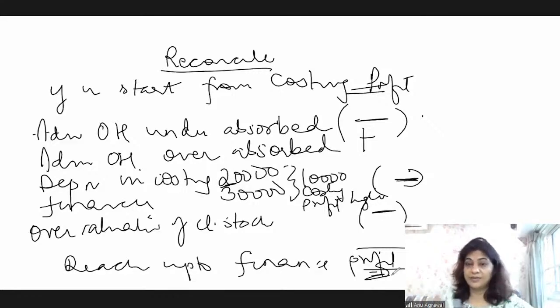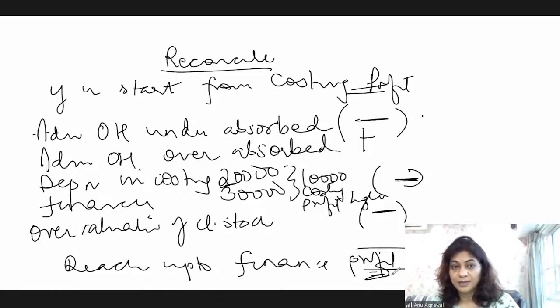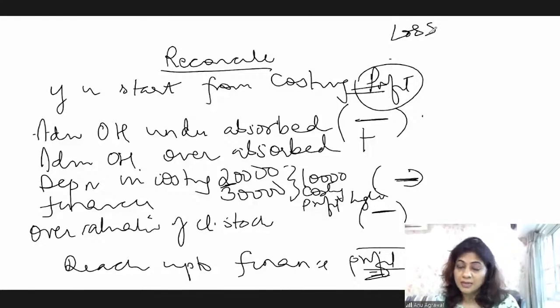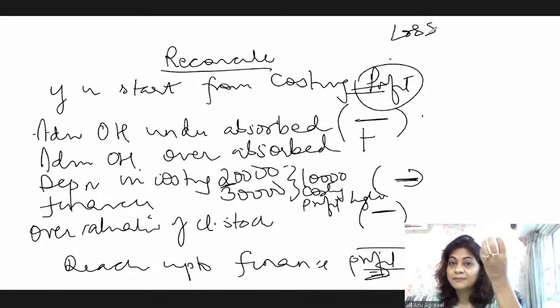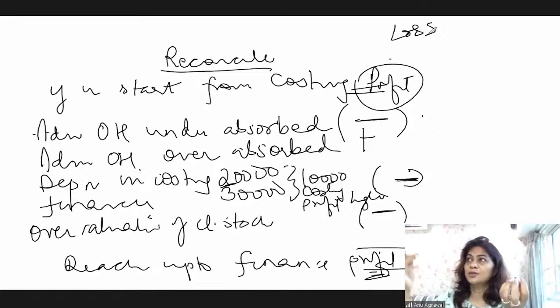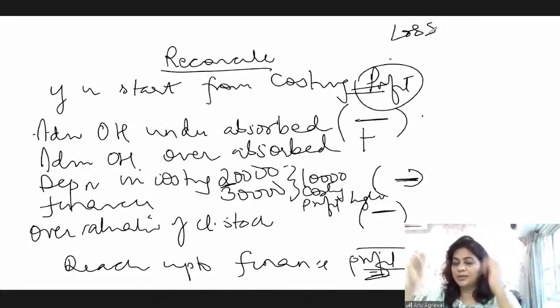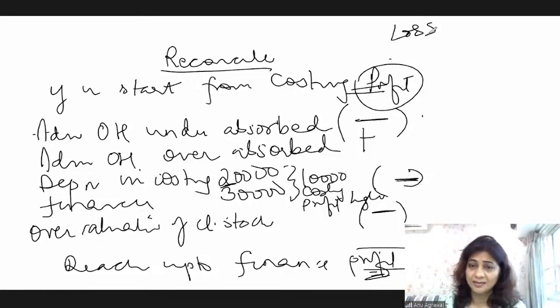If it's a loss, everything will become opposite. For example, if it is admin overhead under-absorbed and it's a loss situation instead of a profit situation, that means if you charge lesser expenses, the impact on the losses is what? The losses are lower, losses are lesser. Yes, of course, the losses in finance will be higher. So what do you need to do? You need to increase your loss to reach up to finance. Right? It's the same logic.